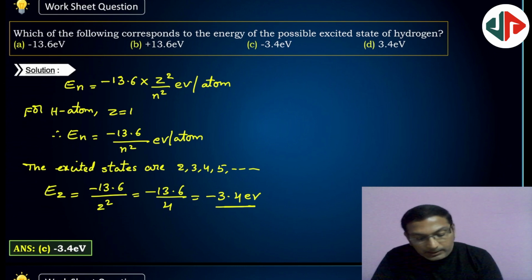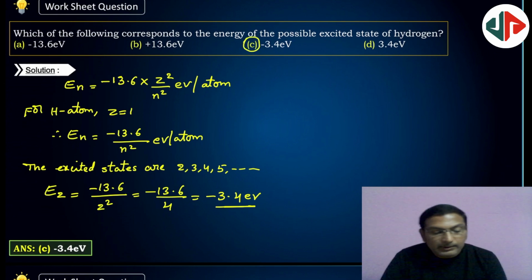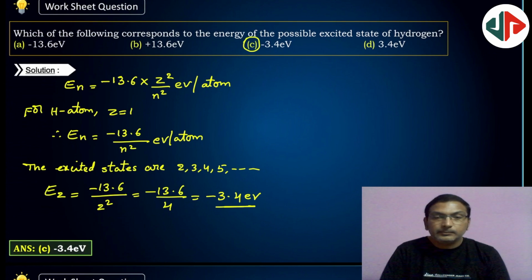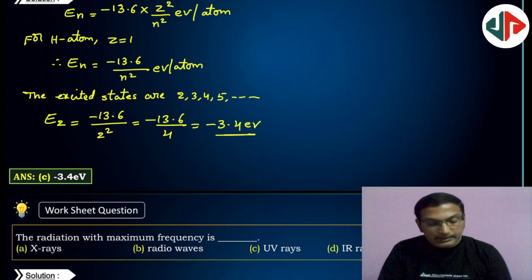So here it is option C. The remaining options are not possible. Minus 13.6 is the energy of the ground state, that is E1. E2 is the energy of the first excited state. So the possible value is minus 3.4. Next question.